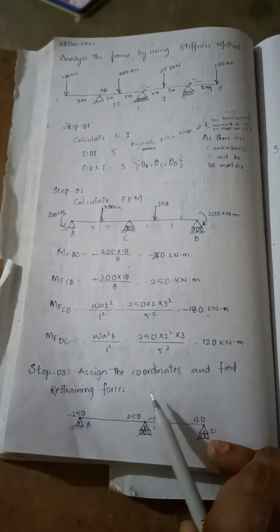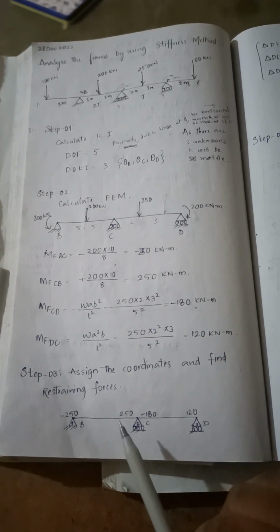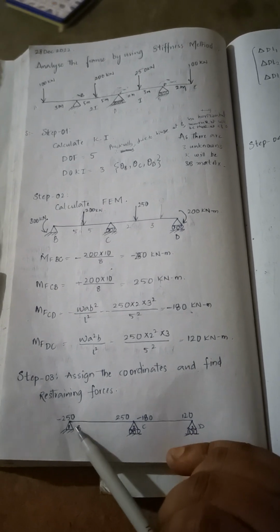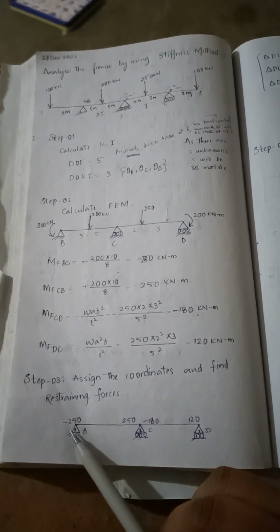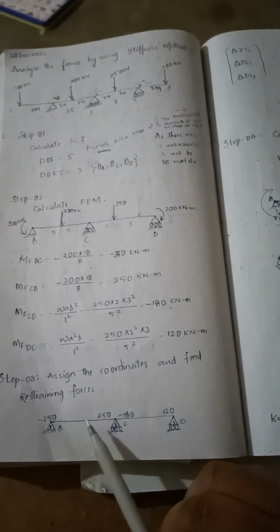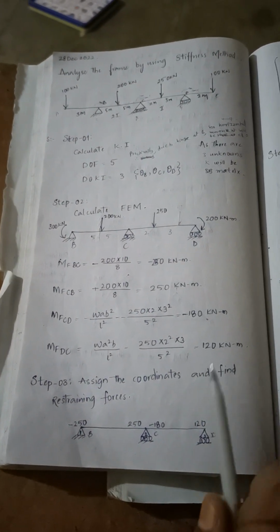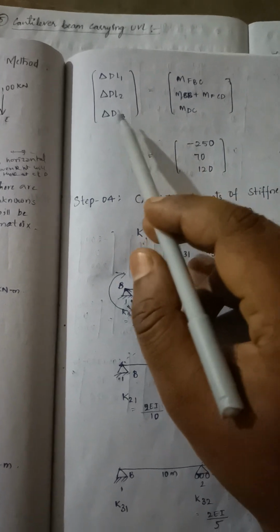So the next step is assigning the coordinates and finding the restraining forces. So 1, 2, 3 coordinates are assigned, where the unknowns are there, and we have written the fixed moment values 250, 250, minus 180 and minus 120 here. Now how to calculate P1, P2, P3, or we can also say delta DL1, delta DL2, delta DL3.